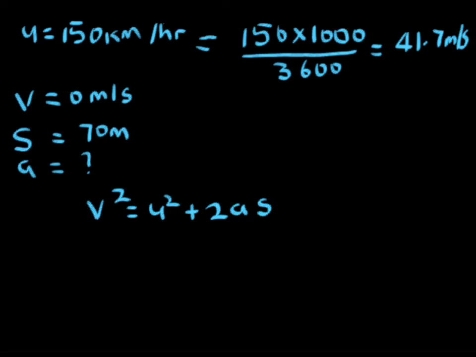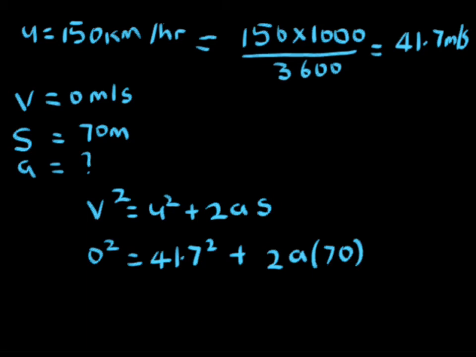Now our v from our data is 0, so that will be 0 square. Our u is 41.7, and we have to take the square of that, plus 2as. Our distance is 70. Computing this, 0 square gives us 0.